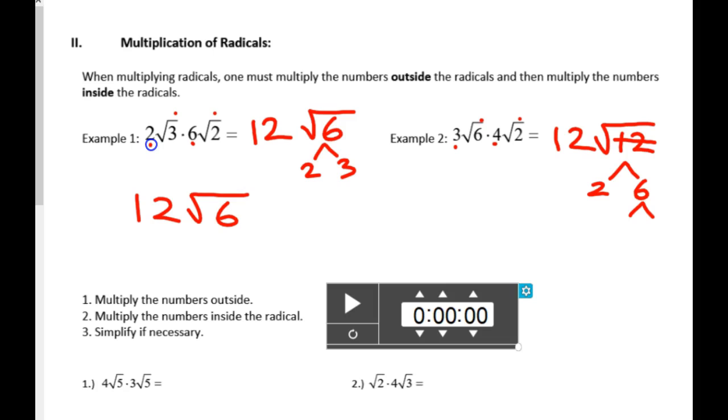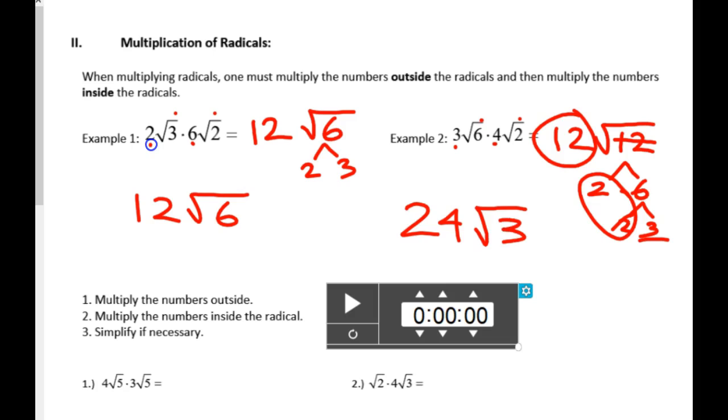Six is even. That's 2 times 3. Now, do I have any pairs? I do. So this actually has to change. It has to reduce. So a pair of 2, and what's outside already is 12. So the 12 and the 2 will multiply to make what? 12 times 2 is 24, and my loner is 3. 24 square root of 3.